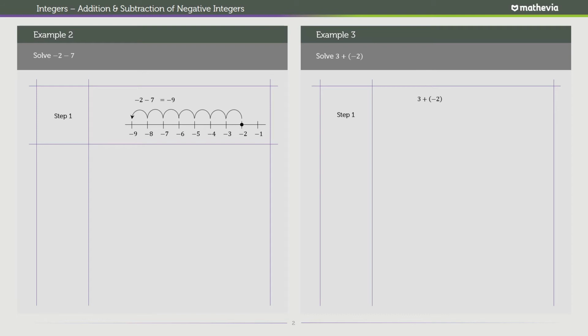Okay, 3 plus -2. What do we do there? Now I'll tell you this. Anytime you have a situation like this where you have plus and minus, you just change it to minus. Okay, so when you have plus minus a number, you just change it to minus. Plus minus is minus. So 3 plus -2 is the same as 3 minus 2. Very simple.